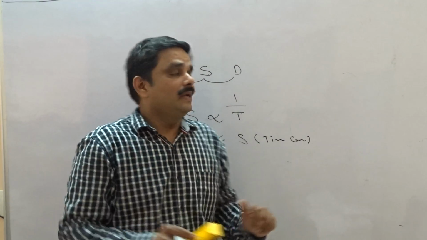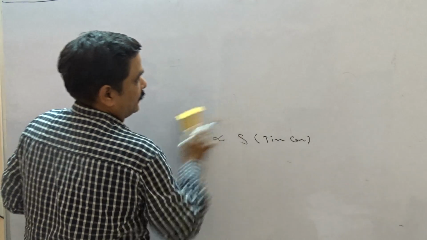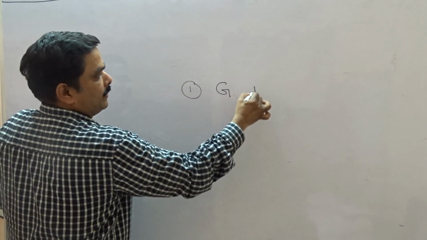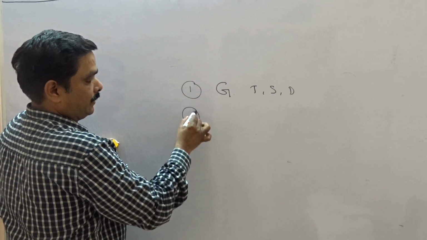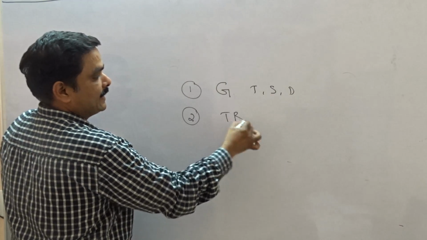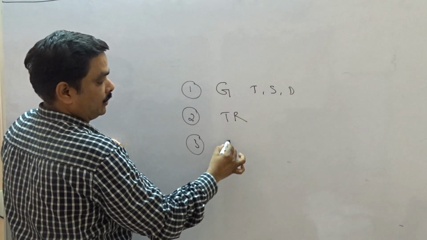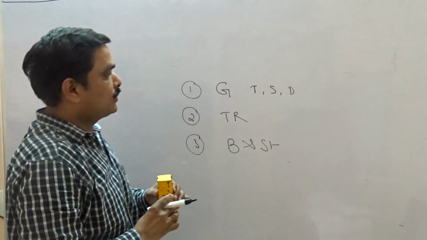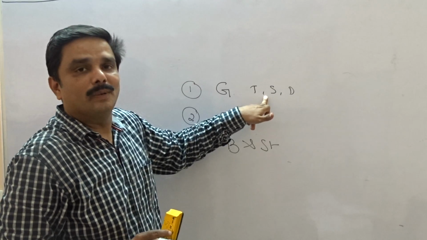Anyway, this chapter can be divided into three parts. The first one is general problems based on time, speed and distance. The second one is problems based on trains. Then the third one is problems based on boats and streams. I am going to upload many videos on this. Let us start with general problems now.